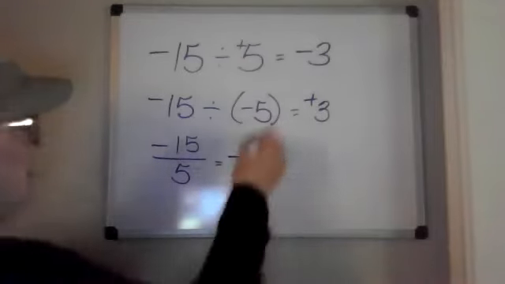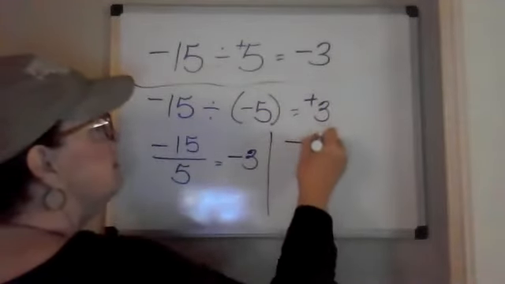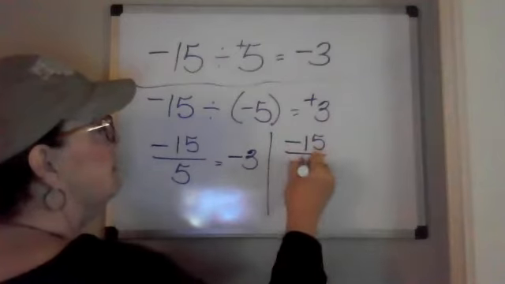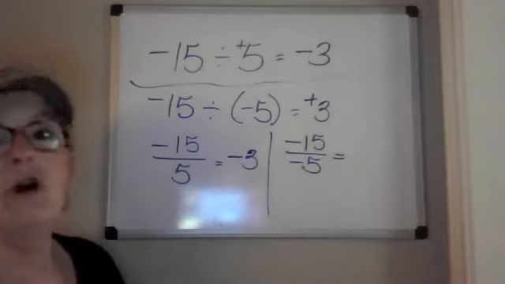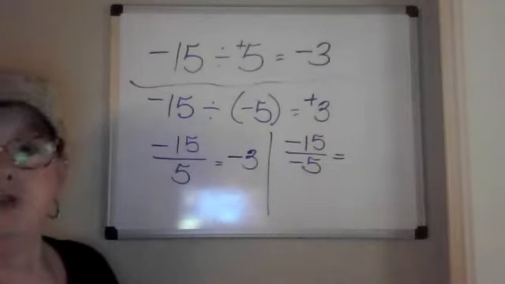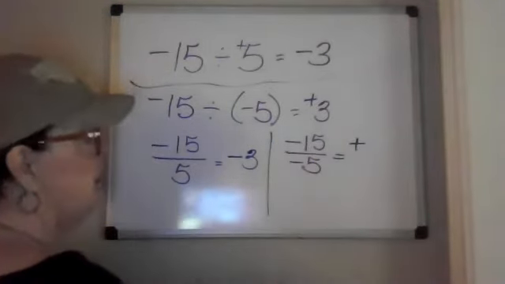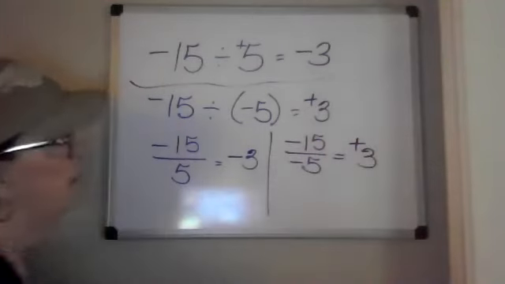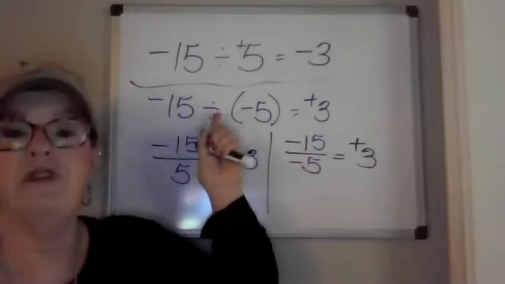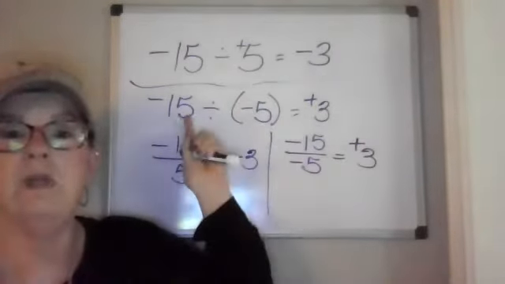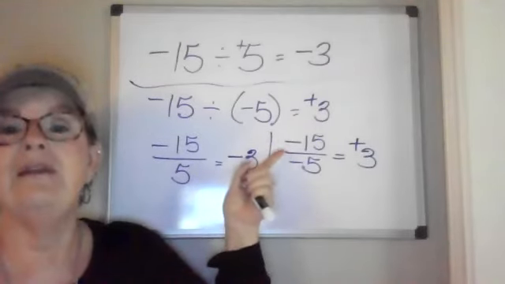-3. The same holds true with our second problem here. It could look like this. Count the negatives. There are 2. 2 is an even number, and so my answer will be positive. Then divide the numbers, a +3. So you'll see your division problems written with the division sign horizontally, but you could also see divide as a fraction, which means exactly the same thing.